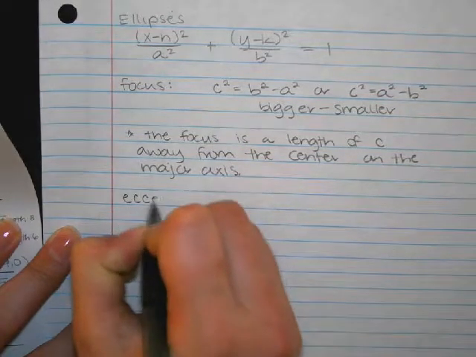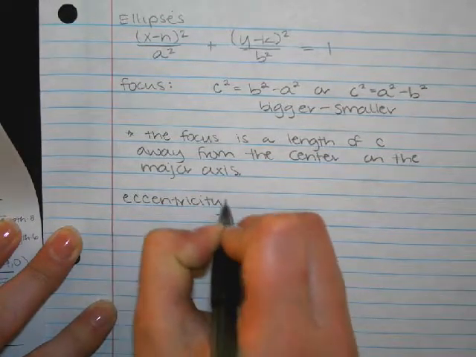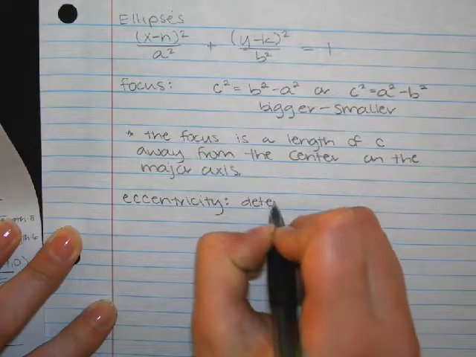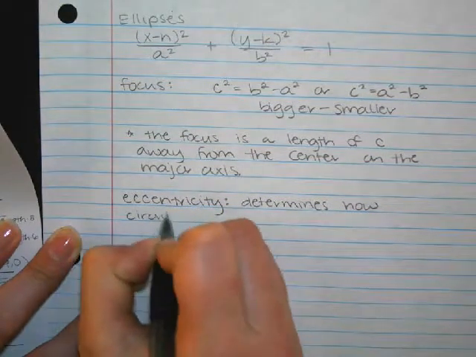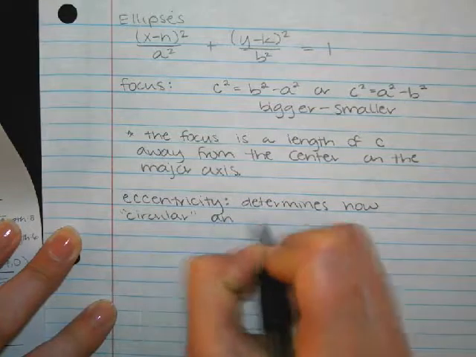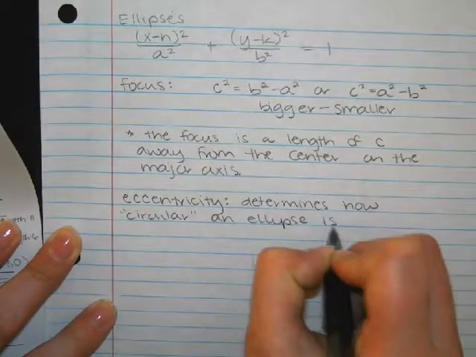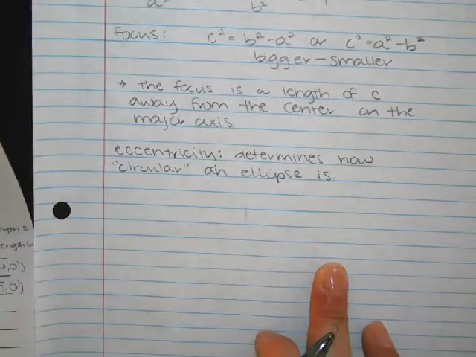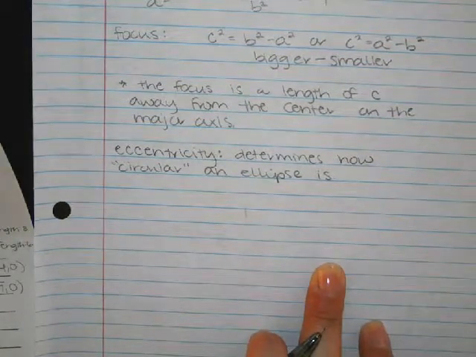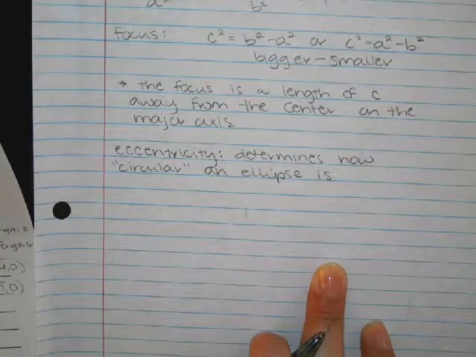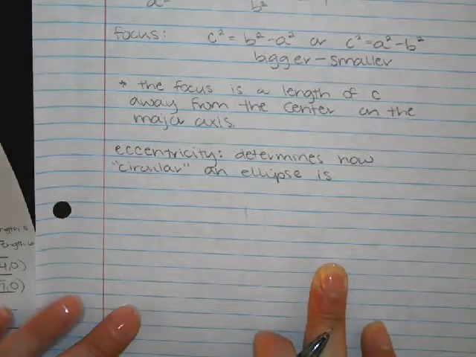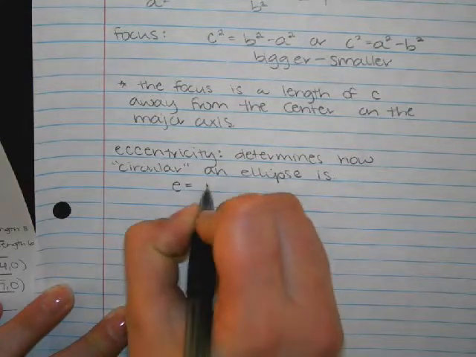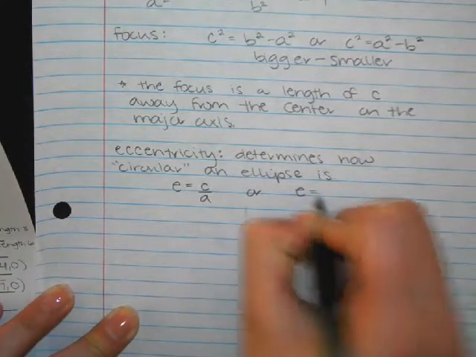Eccentricity determines how circular an ellipse is. Let me look at the book and just make sure I do this part right. At the old school I was at, we never found the eccentricity, but it's not hard to find. Okay, and the formula for this is e equals c over a, or e equals c over b.